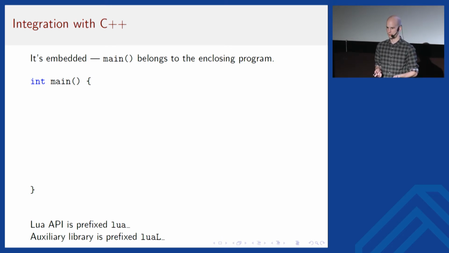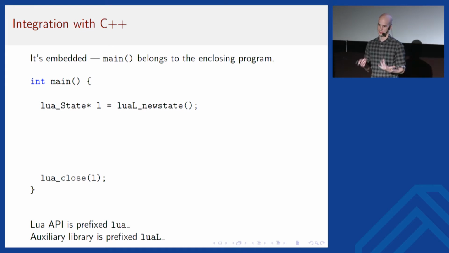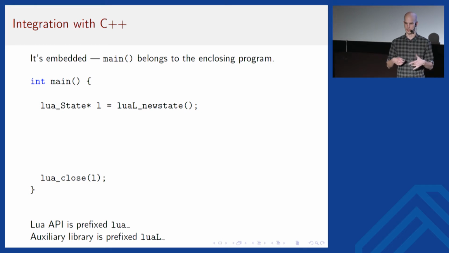And within the main function, usually I start out by creating the Lua state. And this actually encompasses all of the state of the VM. If I create two distinct Lua states, then there's zero overlap between the two. It will be like two completely distinct VMs. I can run them concurrently on separate threads, and there's no overlap. This will just work.